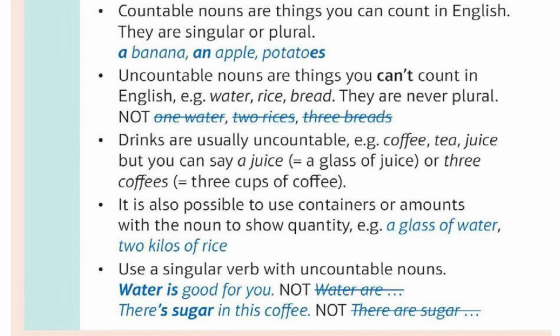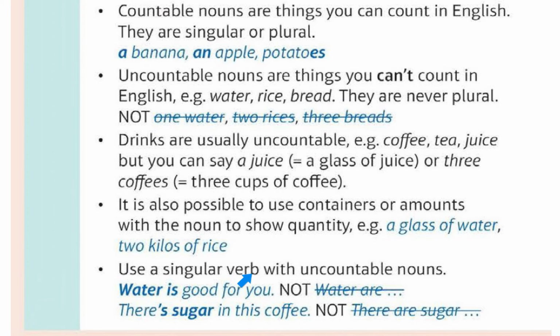Drinks are usually uncountable. For example, coffee, tea, juice, but you can say a juice, a glass of juice, or 3 coffees, like 3 cups of coffee. So 3 coffees means 3 cups of coffee. It is also possible to use containers or amounts with the noun to show quantity. A container is, for example, the glass, when we're talking about water, or the bottle, la botella, or 2 kilos of rice. We can say un paquete, a package of rice, of 2 kilos of rice. So we can count the container, but not actually the noun itself, rice or water.